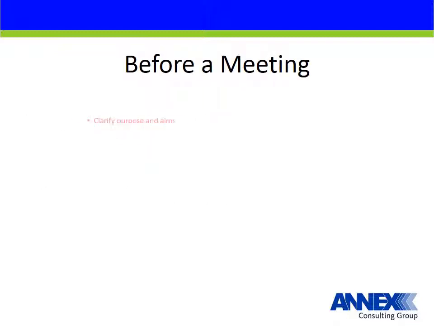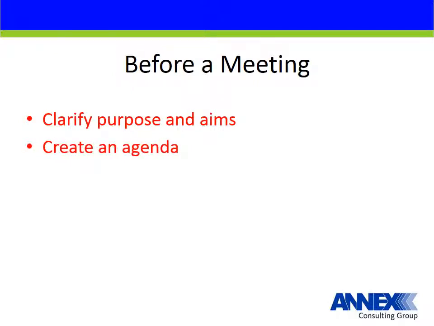Before a meeting, clarify purpose and aims. A clearly stated purpose or aim describes the key decisions that must be made or actions that must occur at the meeting. Create an agenda. An agenda is a framework that guides and supports the meeting. An agenda helps focus the group's work toward achieving desired outcomes and provides focus and structure for a meeting.